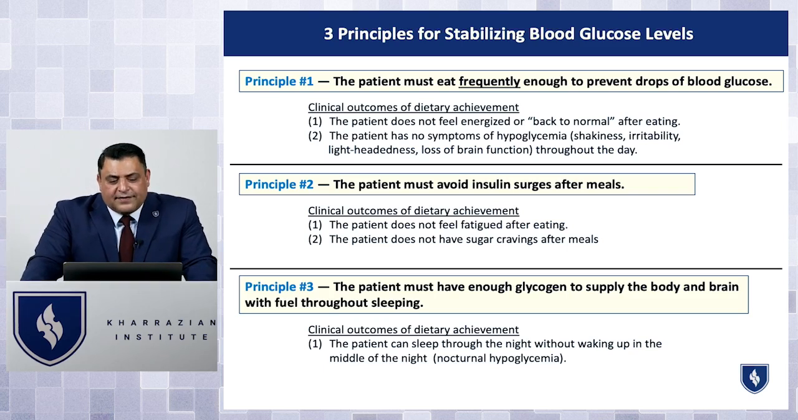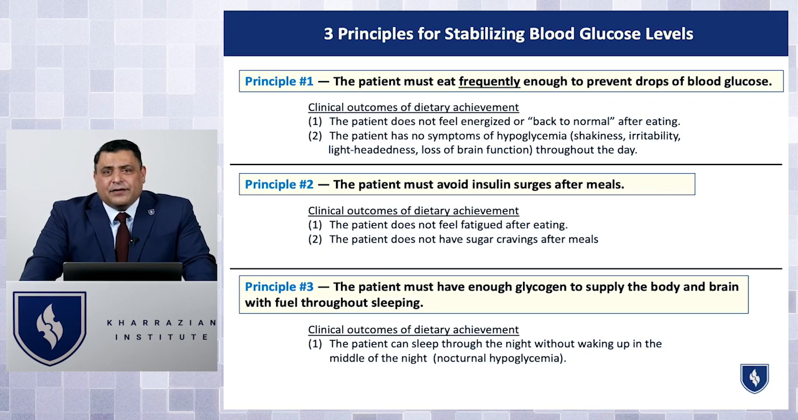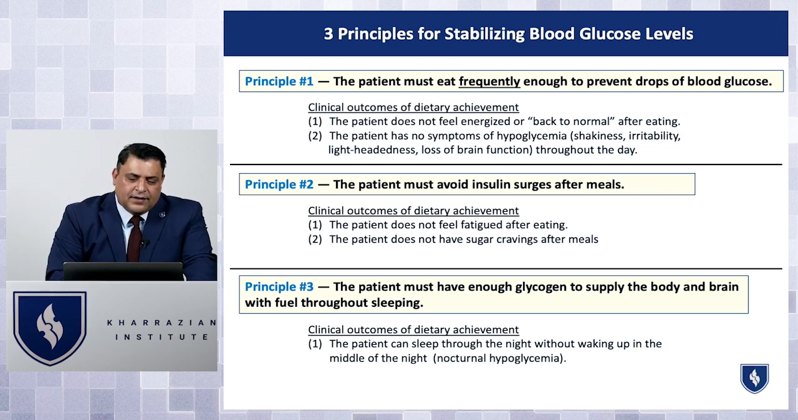Because if glucose can't get into the cell, glucose has to get stored in triglycerides. And glucose going to triglycerides demands a lot of ATP and energy. So it makes the person fatigued and tired.